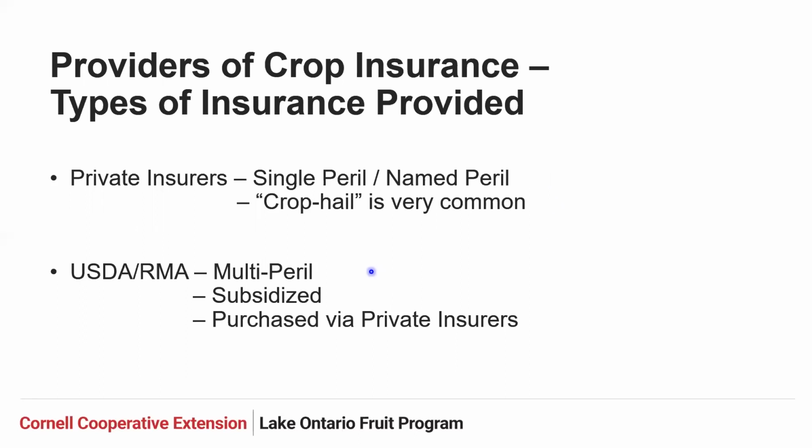Federal crop insurance from the USDA RMA is multi-peril insurance. It will insure against multiple types of peril. Part of the cost of the insurance for the farmer is subsidized by the government. And federal crop insurance is purchased via private insurers.